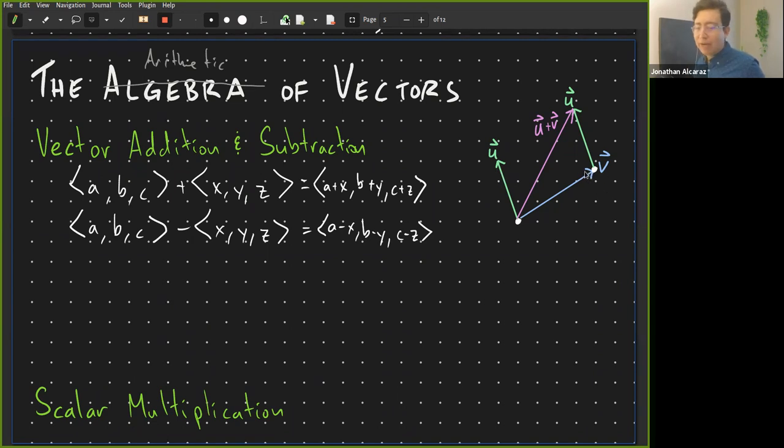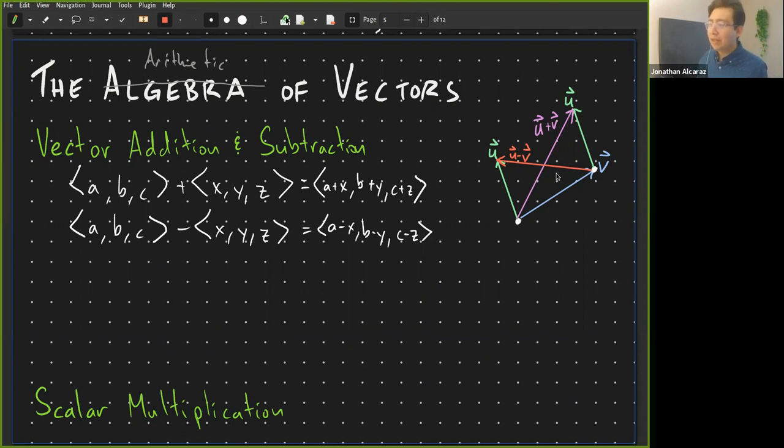What we do is we connect one head to the other, okay? So in this case, we go from the head of v to the head of u. Oh, that was not very straight. Okay. And that's our difference here. So this in red is u minus v.